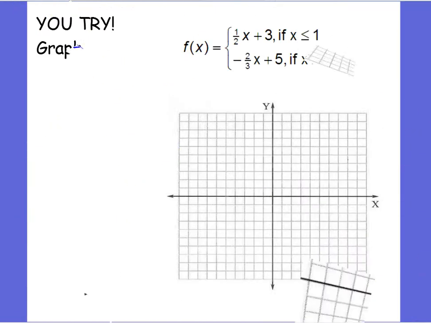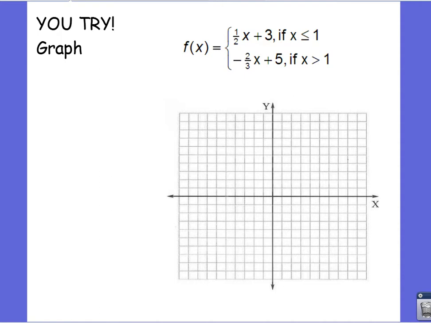The last one is a u-try. So y equals half x plus 3 if x is less than or equal to 1, and f of x equals -2/3 x plus 5 if x is greater than 1. All right, so let's graph these. Remember, we have two functions, which is y equals half x plus 3.